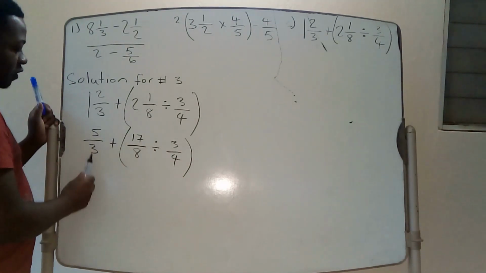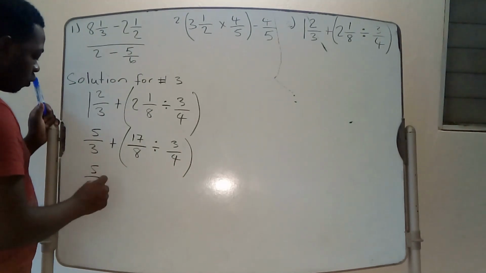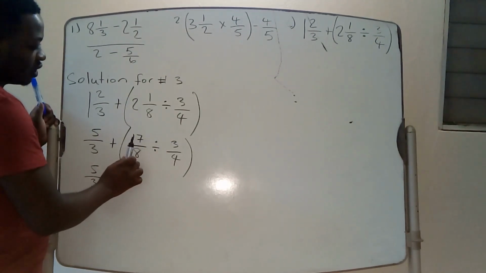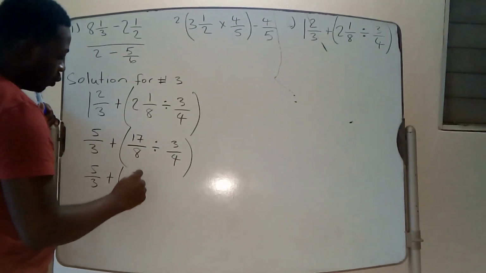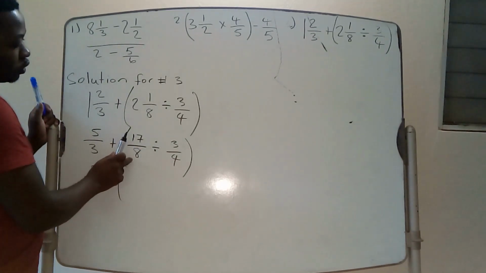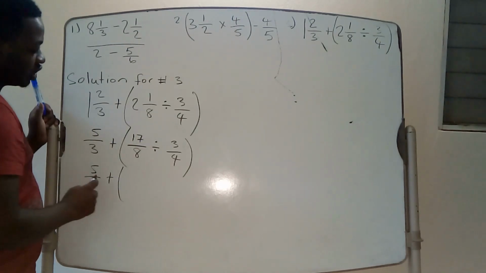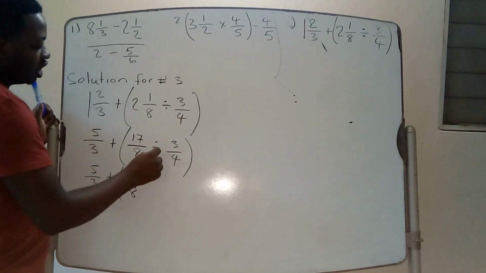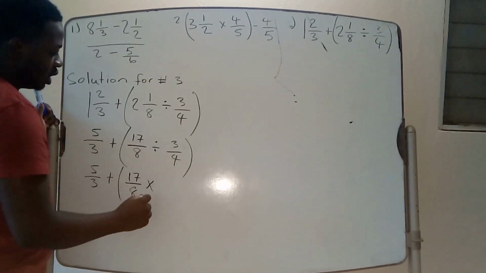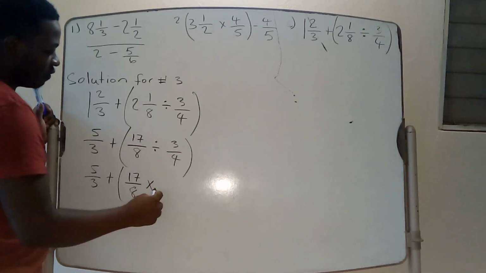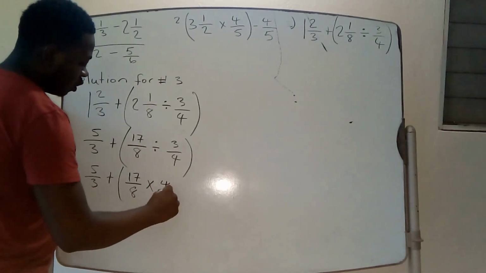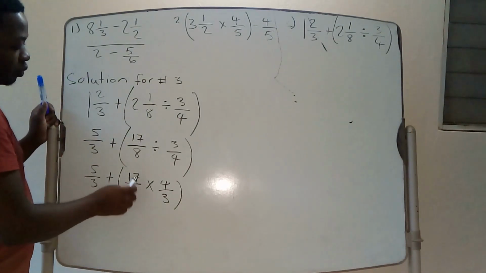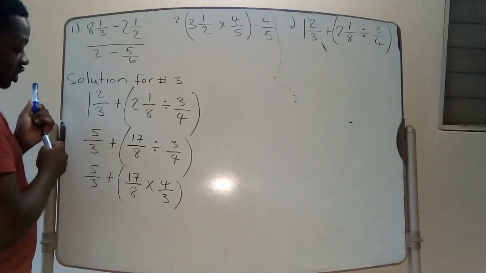Now, we're going to keep the first fraction, which is 5 over 3 plus, and we're going to reduce what's inside of the bracket. So, how do you divide two fractions? You're going to keep the first one, which is 17 over 8, change the division sign to multiplication and invert the second fraction. So this becomes 4 over 3. Right? Now, from here, you're just going to follow the procedure for multiplying a fraction.